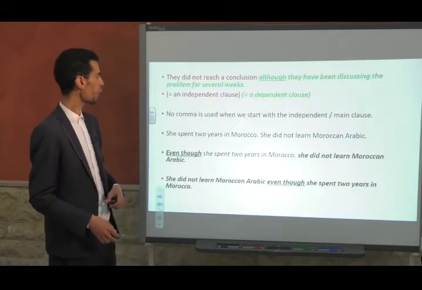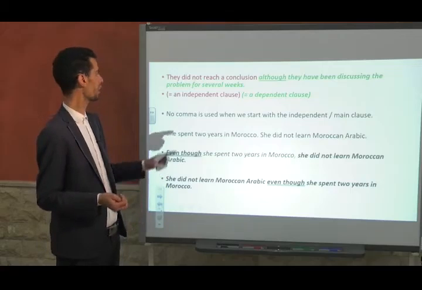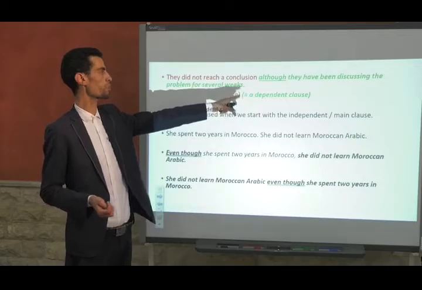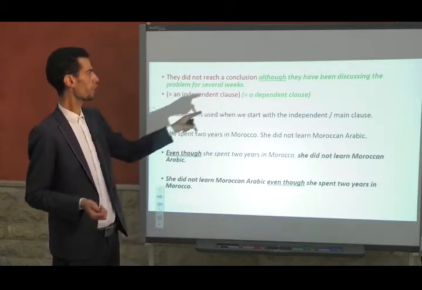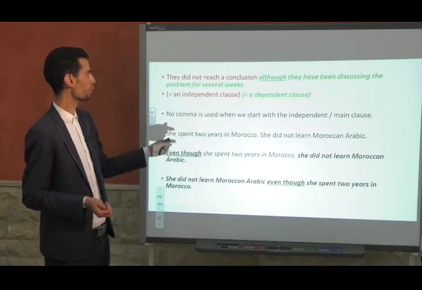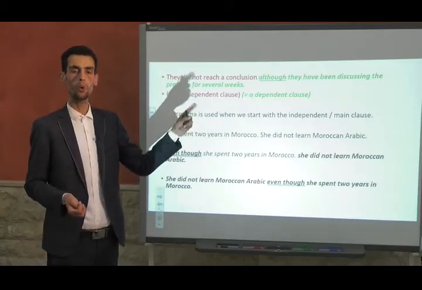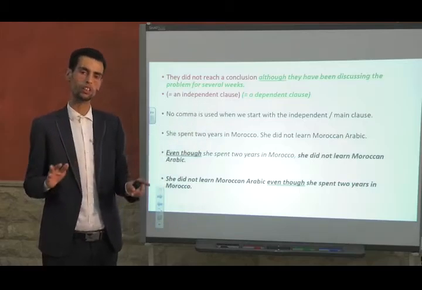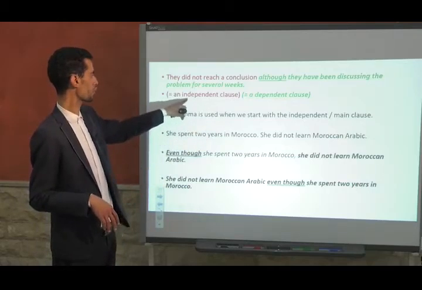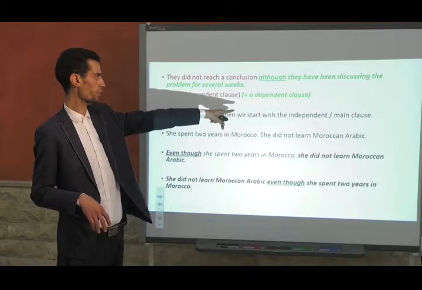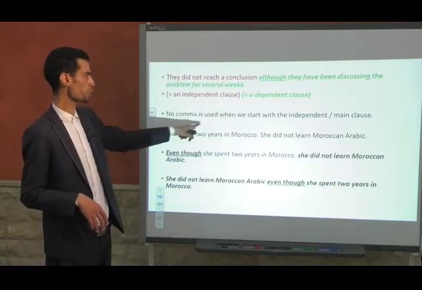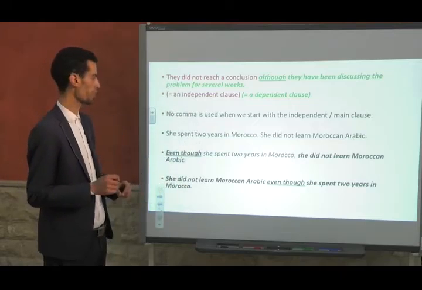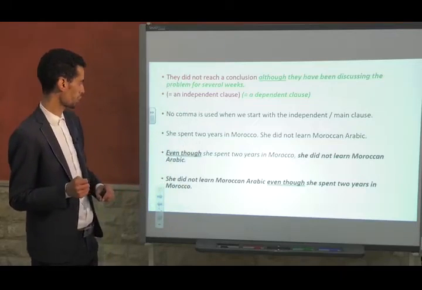the two clauses. However, sometimes you can switch the order. You can say, for example, they didn't reach a conclusion, although they have been discussing the problem for several weeks. I would like it here, for example, to be in the middle of the sentence. So when although or a subordinating conjunction comes in the middle of the sentence, we don't need a comma. That's the independent clause, which is in red, and that's the subordinate clause, which is in green. No comma is used when we start with the independent clause, like in this one, but we need a comma when we start with the dependent or the subordinate clause.